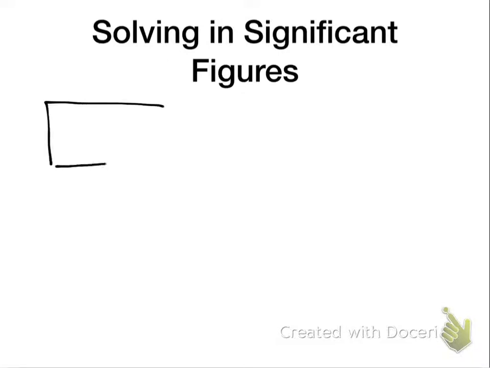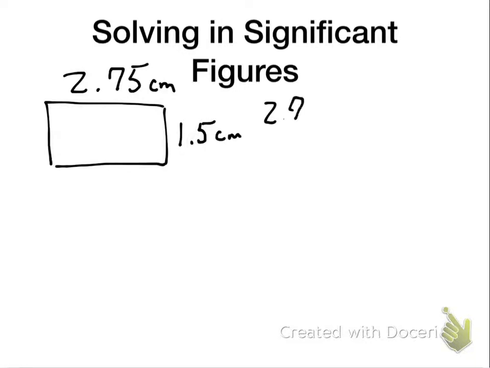Let's calculate the area of a rectangle. That's pretty easy to do. Let's say that the rectangle up top had 2.75 centimeters, and then down the side it was 1.5. So we know that the answer is going to be 2.75 centimeters times 1.5 centimeters. And so we take out our calculator really quickly and we punch in 2.75 times 1.5.